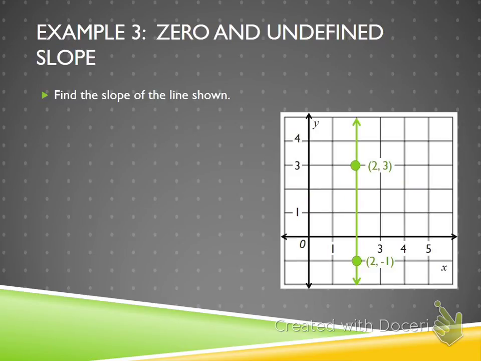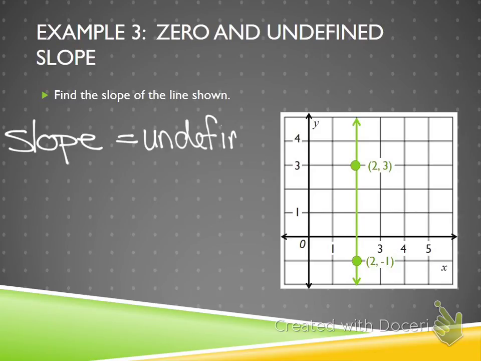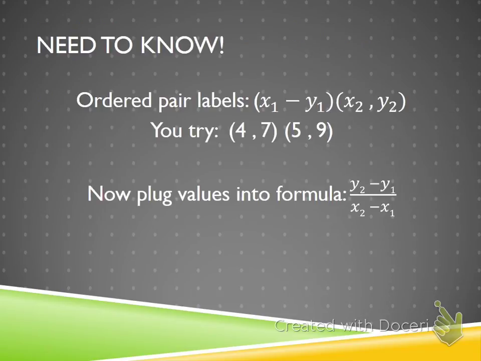If your line is vertical, the slope, does anybody remember? Undefined. Any questions on that? Horizontal slope is 0. Vertical slope is undefined. Example 4. Need to know.